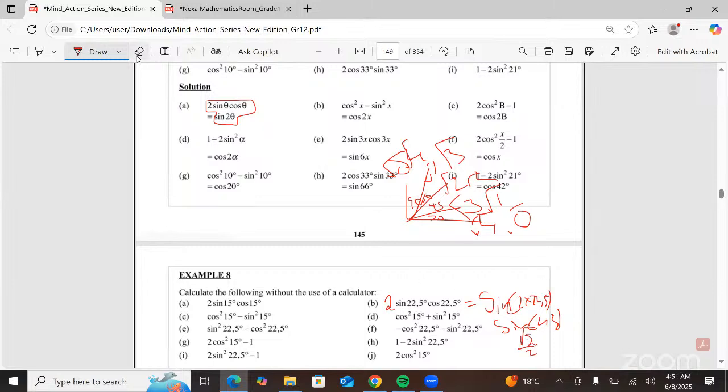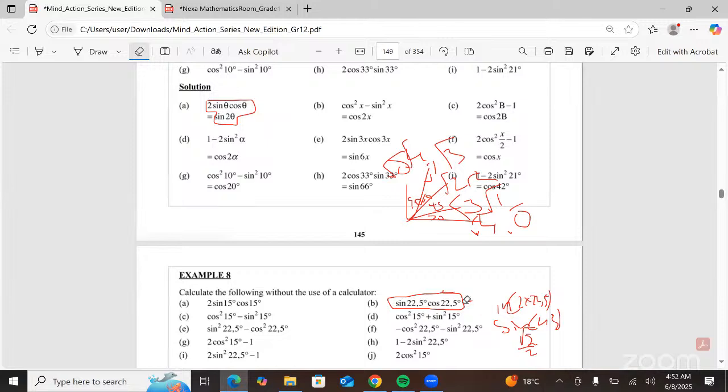Now do me a favor. This is what we got. Please punch this on your calculator and see what you get there. It's not the same, sir. Yes, you see, it's not the same because of that two that you introduced there.